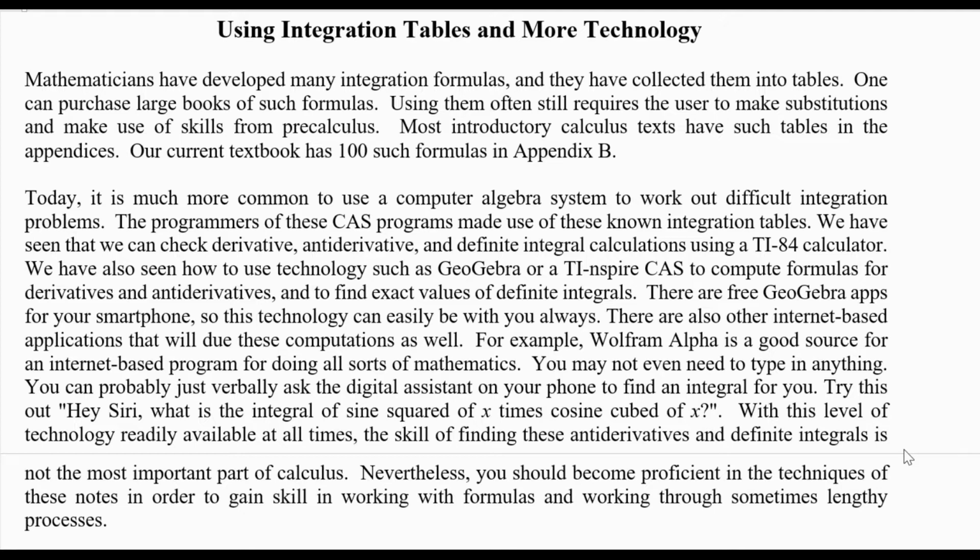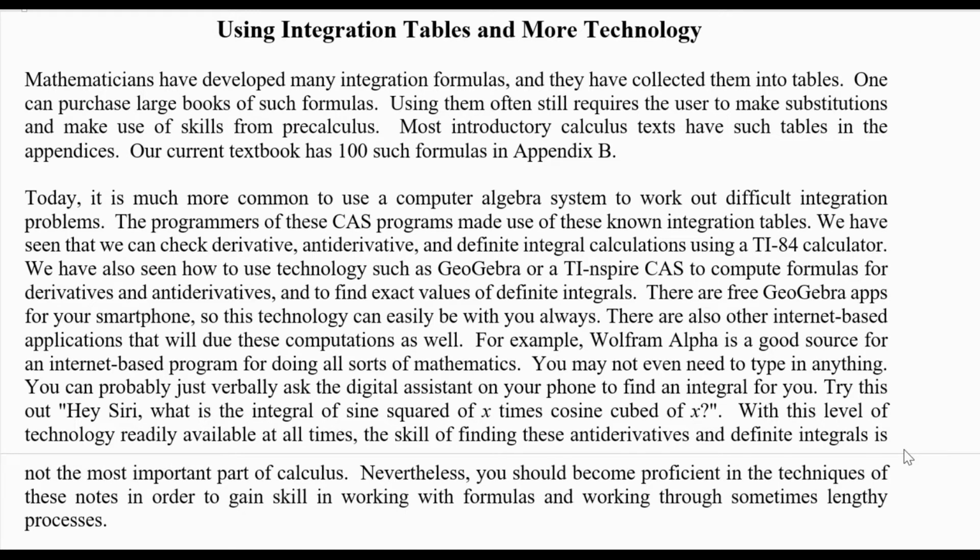But mathematicians over the years have developed many integration formulas, and they've collected them into tables, and one can purchase large books of such formulas. Using them is not quite as straightforward as just saying that they're in a table might suggest. They usually require the user to make at least some substitutions and still make use of some skills from pre-calculus, such as the ones we've been using in our integrals so far.